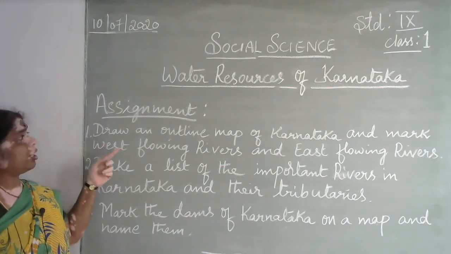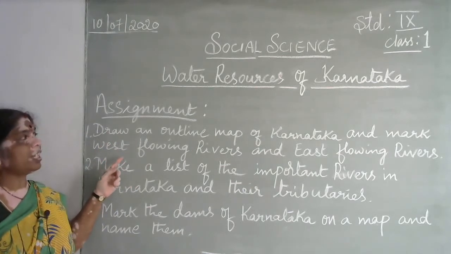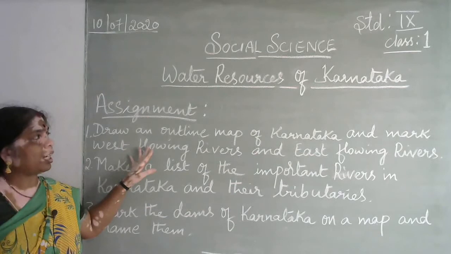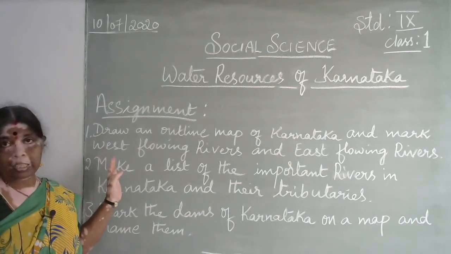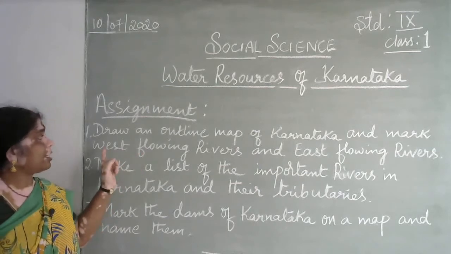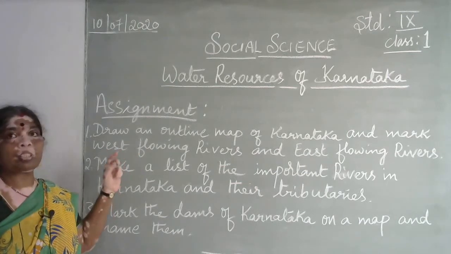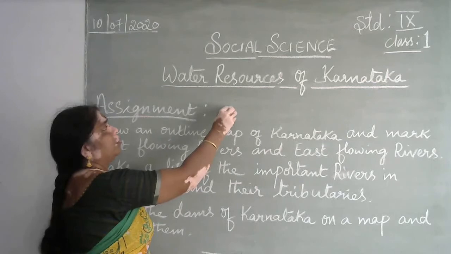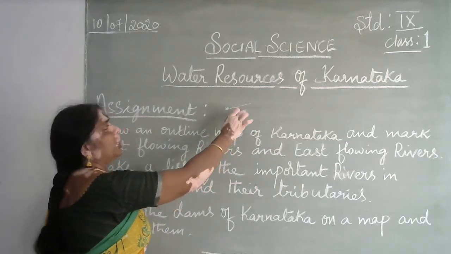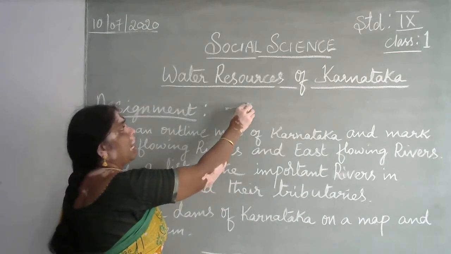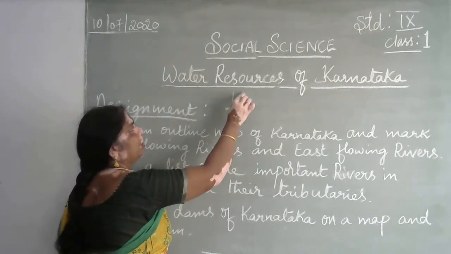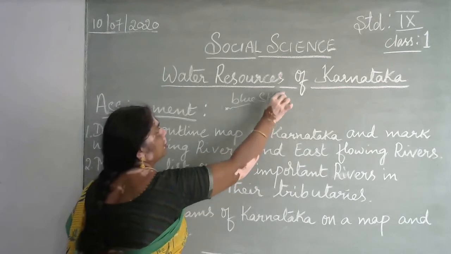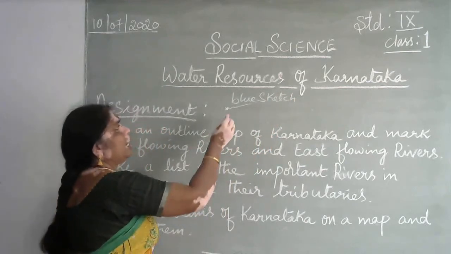The next session of this class is the assignment. First question: draw an outline map of Karnataka and mark west flowing rivers and east flowing rivers. Draw the outline map of Karnataka in sketch pen, and then mark the rivers, west rivers and east rivers. Draw the symbol of river in blue sketch pen.